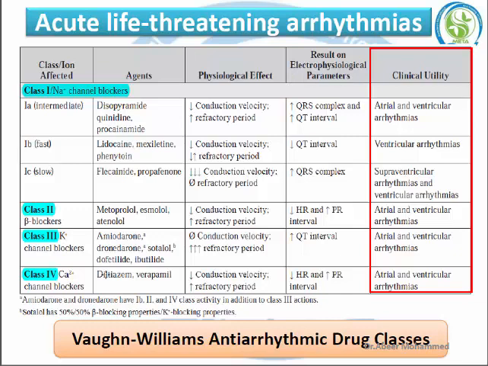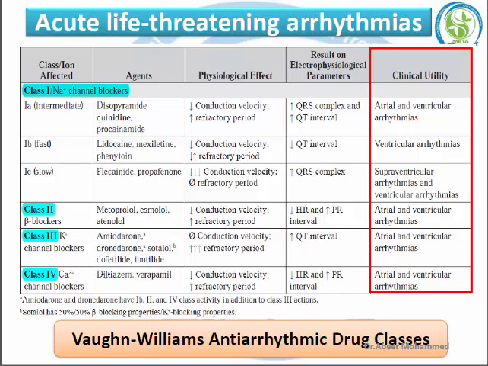Mainly class 1A is used in atrial and ventricular arrhythmias, but they may lead to QT interval prolongation. Class 1B is usually used in ventricular arrhythmias and they decrease the QT interval. Class 1C is mainly used in supraventricular arrhythmias or SVT and ventricular arrhythmias, and they also increase the QRS complex. Class 2 is usually used in atrial and ventricular arrhythmias. They are beta blockers. That means they lead to a decrease in heart rate and decrease the oxygen demand.